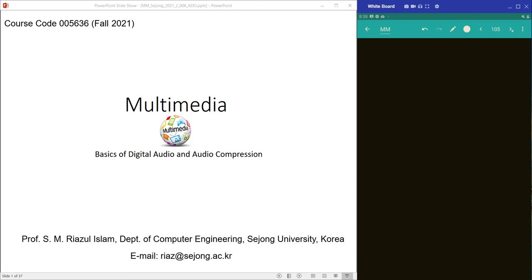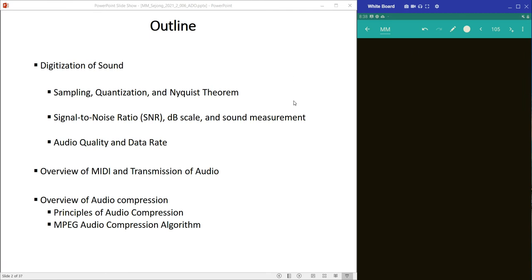So first, let's see the outline. These are the topics that we are going to cover. Mostly we'll be talking about the digitalization of sound, that means digital audio. The concepts are sampling, quantization, and the Nyquist rate or Nyquist theorem. Probably some of these will overlap with what we understood earlier, but to contextualize our understanding with respect to the audio topic, we need to recap some of these things.